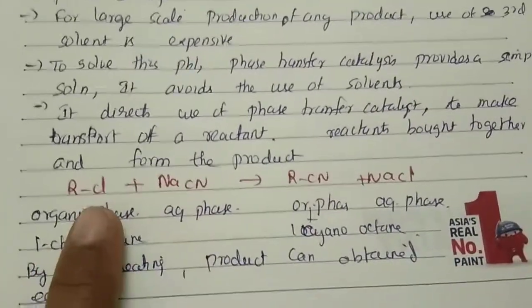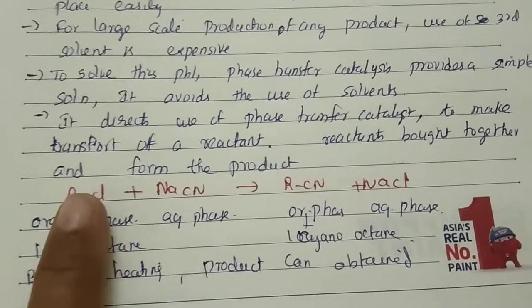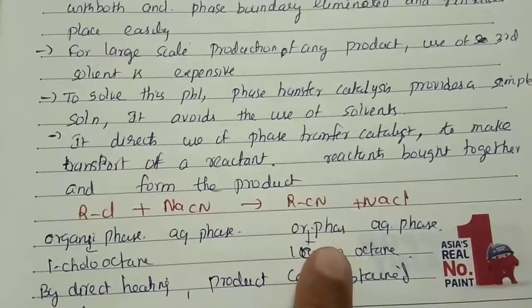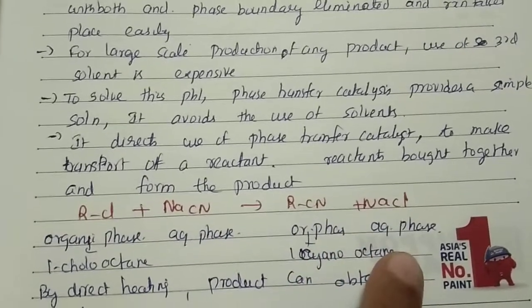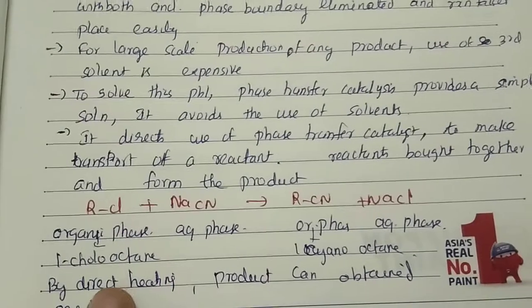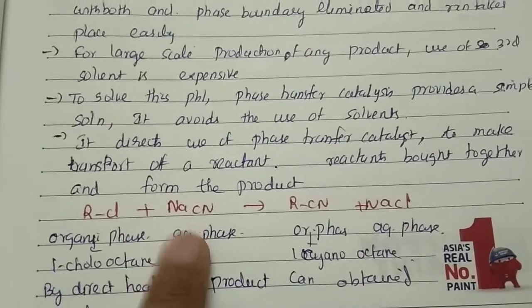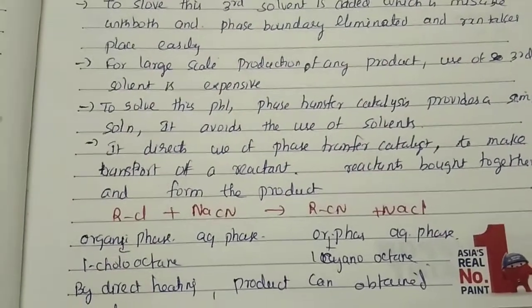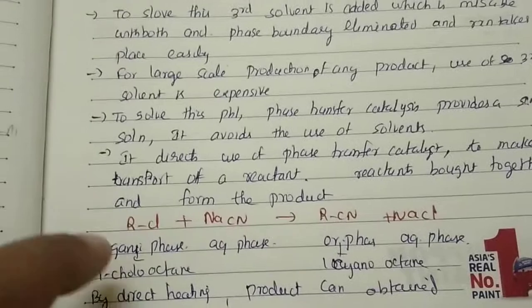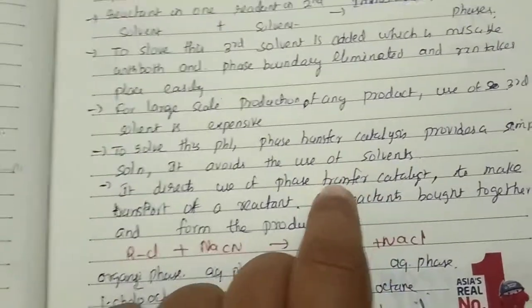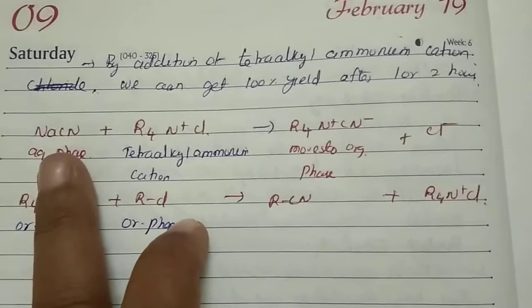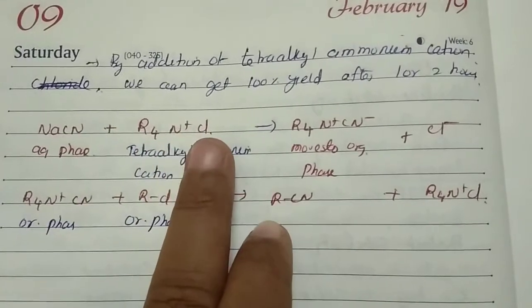For example, RCl, that is 1-chlorooctane, is in the organic phase, and NaCN is in the aqueous phase. The products are RCN, 1-cyanooctane, in the organic phase and NaCl in the aqueous phase. By direct heating of RCl and NaCN, the product cannot be obtained easily and it takes more time. So to solve this, we add a phase transfer catalyst. What is the phase transfer catalyst? A tetra-alkyl ammonium cation, R4N+Cl-.